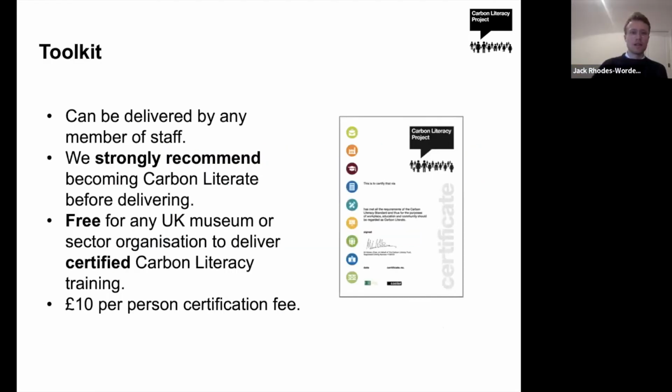Great, thank you, Ali. So the toolkit has been designed so it can be delivered by any member of staff, and we strongly recommend that you become carbon literate yourself before delivering, just so that you have a really good understanding of all the content that you are delivering. The toolkit is free for any UK museum or sector organisation to deliver certified carbon literacy training, meaning that you plan to submit evidence to the Carbon Literacy Project for certification. Outside of this, you need to contact the Carbon Literacy Project to discuss usage. There is a £10 per person certification fee, and that is used to cover Carbon Literacy Project administration costs.